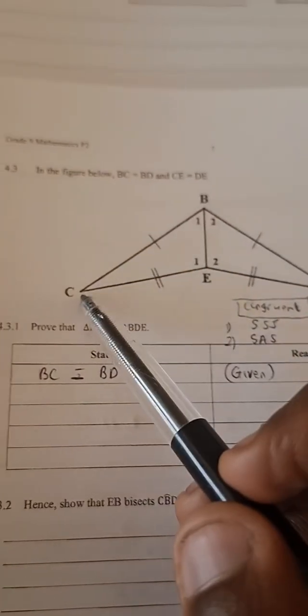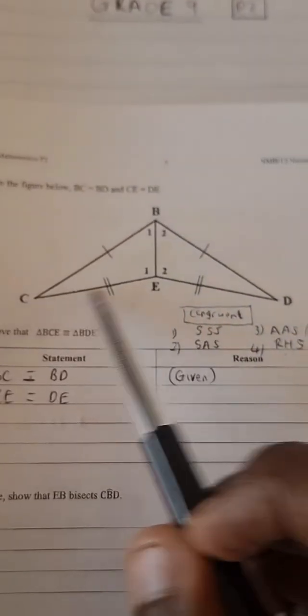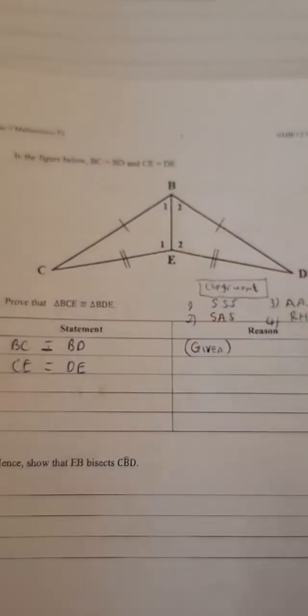Secondly, CE is equal to ED. Let's go. CE is equal to DE. CE is equal to DE. What's the reason? Those two lines indicate that it is given. It's been handed over to me on a silver platter.